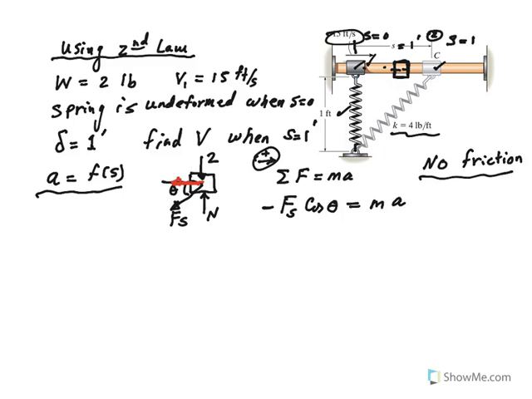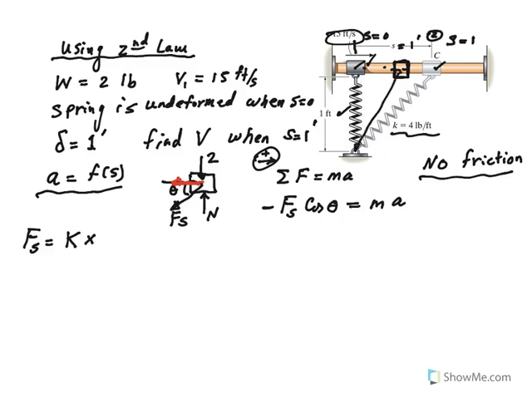So question is, what is F sub s? F sub s is k times how much the spring is deformed, which you can call x or whatever you want to call it, for example. Or eventually we're going to write it in terms of s.